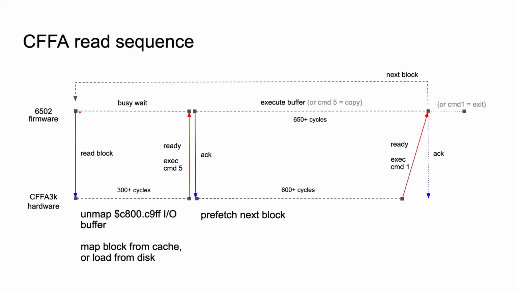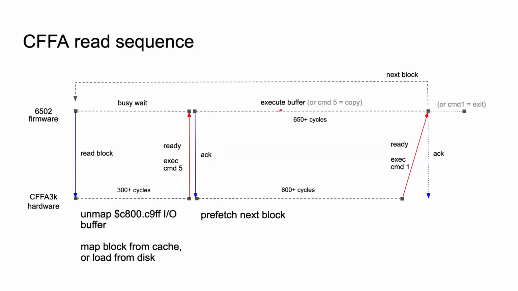In the meantime, we don't have access to the buffer anymore, so we may not be able to do very much. We may just have to busy wait until it's ready. Once the new block is mapped, then the CFFA tells us that it's ready, and it tells us that we should execute command number 5, which is a particular command in the Apple II CFFA slot firmware. Ordinarily, this command number 5 is what tells it to copy the contents back to the caller's buffer. But if we're doing our own thing, we're free to ignore that and just do what we like. We first have to acknowledge the read, though. And in response to that, the CFFA is going to begin prefetching the next block, the sequentially next block on disk.